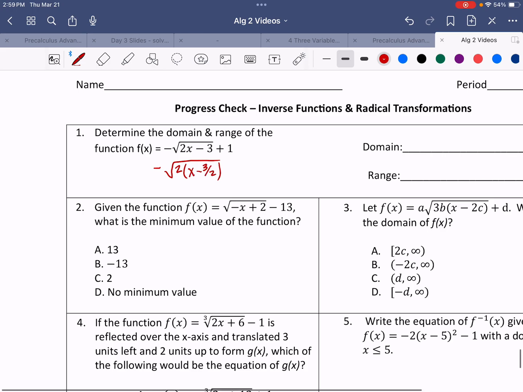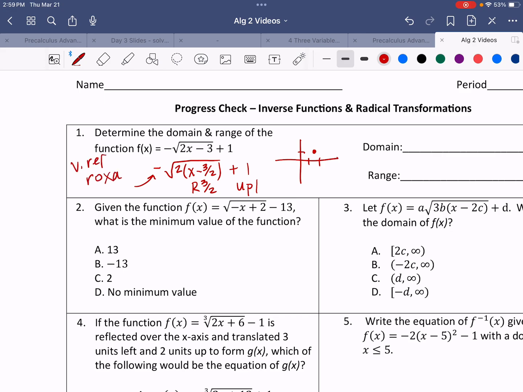Be careful here. It only shifted to the right by 3/2 or 1.5. The plus 1 at the end still means it shifted up 1. So this graph shifted over 3/2, which is 1.5, and up 1. That's its new starting point, and it reflected over the x-axis, a vertical reflection. So instead of being an increasing square root graph, this graph still points to the right, but it's decreasing.